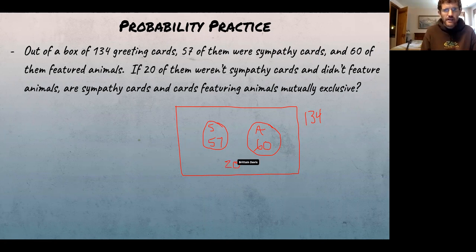And if these are mutually exclusive, the way we'll know it is because there's no overlap between sympathy cards and animal, so these numbers should all add up to 134. So 57, 60, and 20 should be able to be added together and equal the number of cards in the box. So if I do that, 57 plus 60 plus 20 gets me 137. Now I can't have 137 cards in the box because there's only 134. So that means some of my sympathy cards must feature animals. And how many?